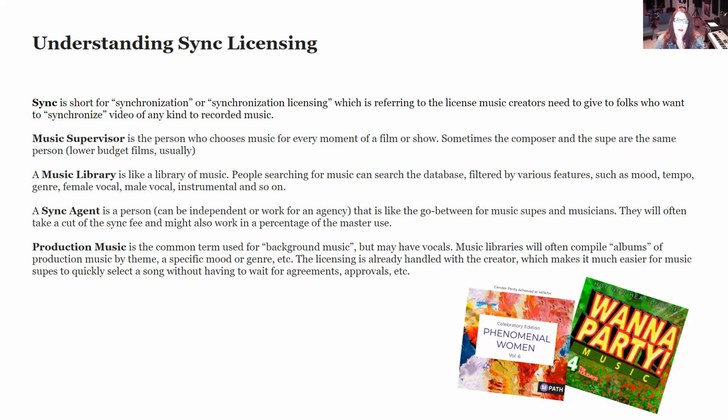Production music is the common term used for background music, but it may have vocals. It doesn't mean just instrumentals, it's just background music. Music libraries will often compile albums of production music by theme, a specific mood or a genre. The licensing is already handled with the creator by these production music companies or music libraries, which makes it very easy for music supervisors to find the song and license it.